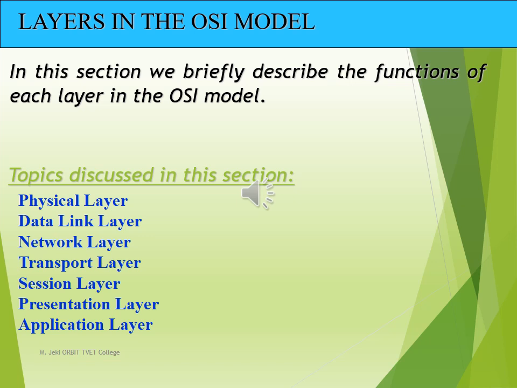So we are going to, as we have seen in the previous slide there, cover physical layer, data link layer, network layer, transport layer in that order. We are going to be very brief. These are the layers of the OSI model.